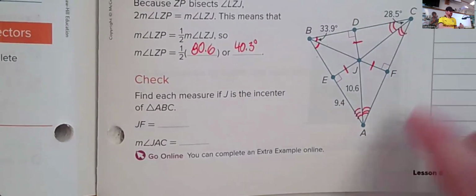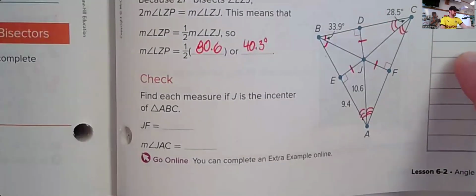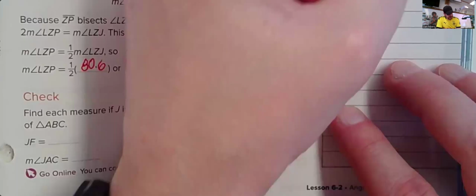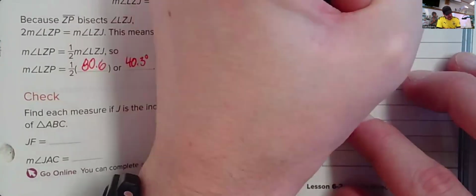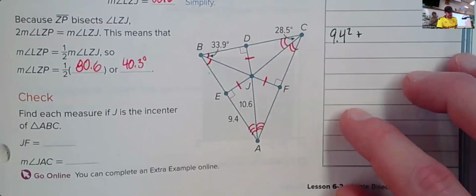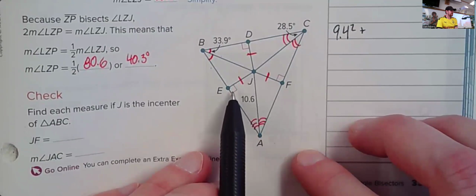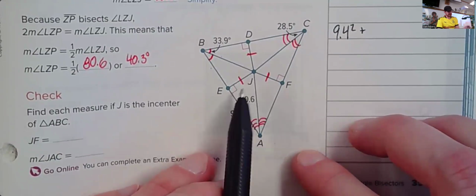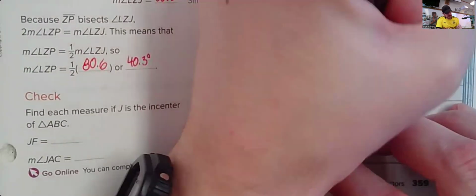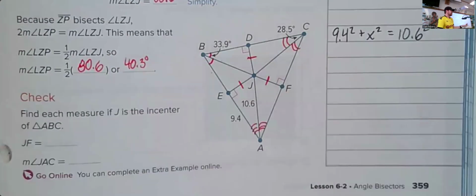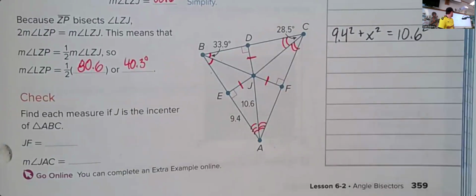So I'm just going to do the math over to the right side here in the margin, so we got more room. So let's write this out. 9.4 squared plus, what do you want to call this length between E and J? X, sure. All right. So plus X squared equals the hypotenuse squared. So that'd be 10.6 squared. So this is what we did yesterday and the day before. We're still doing that with right triangles.